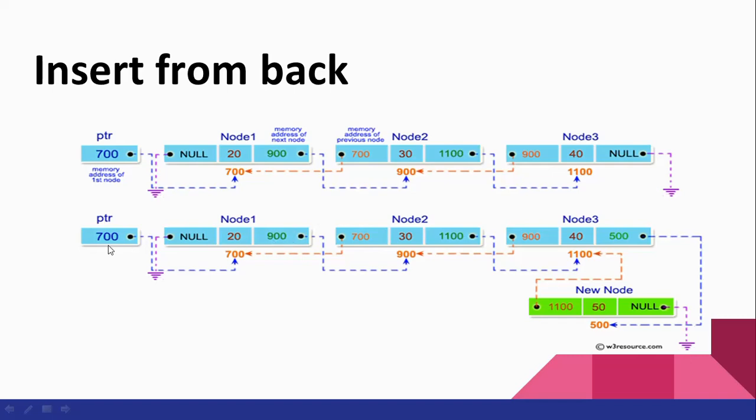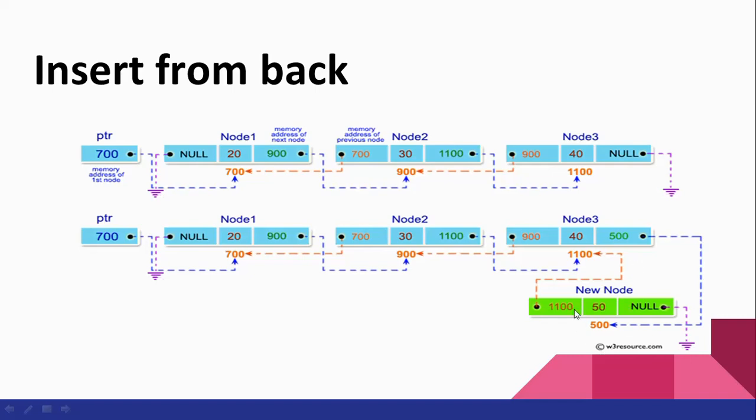Okay, so we need to traverse the list from the beginning by using a temporary pointer. Here it is denoted as PTR. PTR initially points to the first node, or the head node, then the pointer will keep on moving through the linked list. When it finds that the current node's next pointer points to the null value, it identifies that it is the last node.